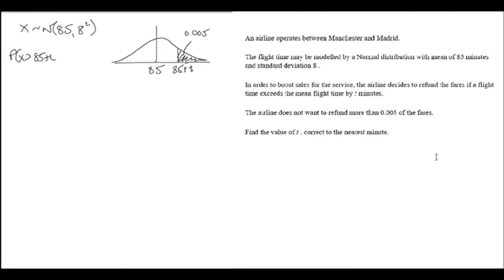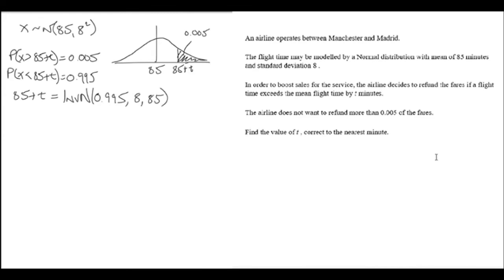So from here, I can make this statement. The probability that x is greater than 85 plus t equals 0.005. And we have an equivalent probability statement. The probability that x is less than 85 plus t is going to equal 0.995. This is what I'm going to use for my inverse calculation. 85 plus t equals inverse normal. I'm going to put in the probability, the standard deviation, and the mean.